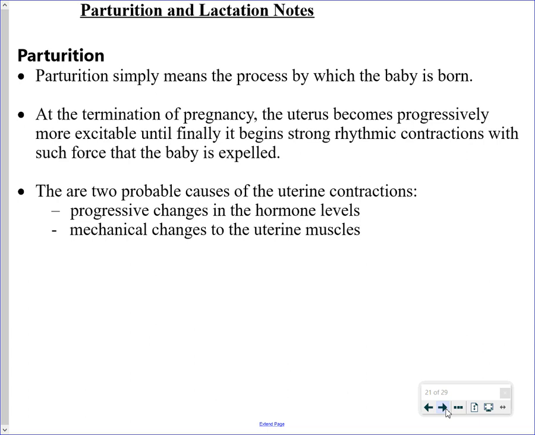estrogen and the progesterone. So at the end of the pregnancy, yes, the uterus, which is a muscle, begins to contract, it becomes more excitable, and finally we end up with these strong rhythmic contractions that are going to result in the baby being delivered out of the birth canal. So reasons for this, and they're kind of tied together as well to some extent. So changes in hormones and also mechanical or physical changes to the uterine muscle itself.